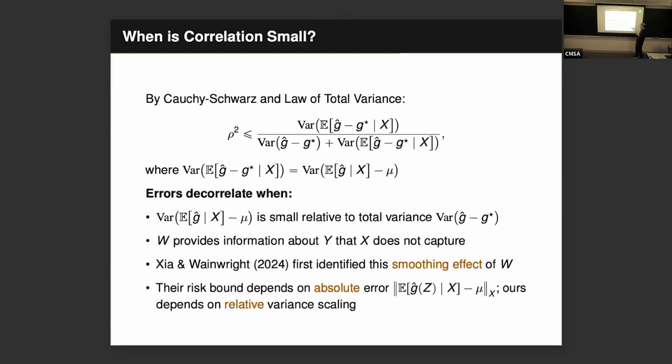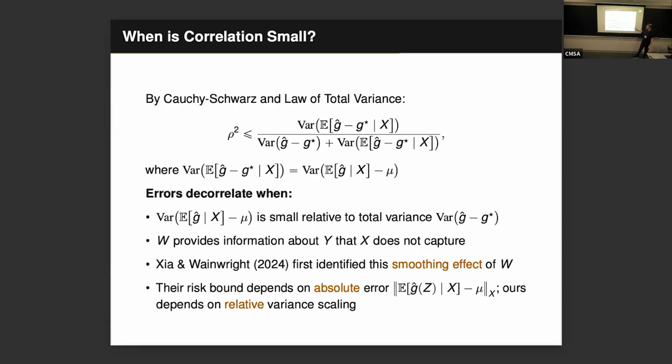And actually what's interesting is that this smoothing effect here was first noted by Eric and Martin in their paper. Of course, they didn't talk about correlations or anything of this sort. If you look at their risk bound, it contains an additive term, which is the absolute error of this smoothed out prediction from their rich view model minus mu. And so they say, okay, if this is small and under control, then your risk bound is going to be small.